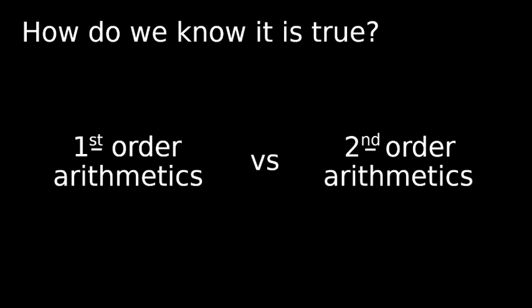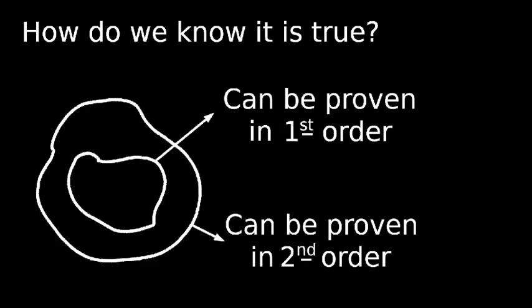Now Goodstein's theorem can indeed be proven in what's called second-order arithmetic, where more tools are allowed besides the ones of first-order arithmetic. The details are fairly technical, but it is obvious that doing so should increase the amount of statements we can prove. Among those that become possible is Goodstein's theorem.